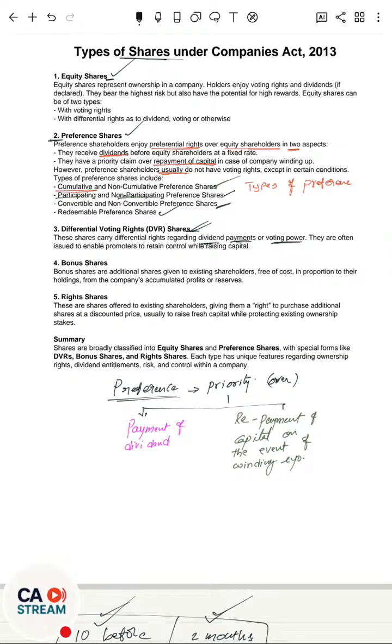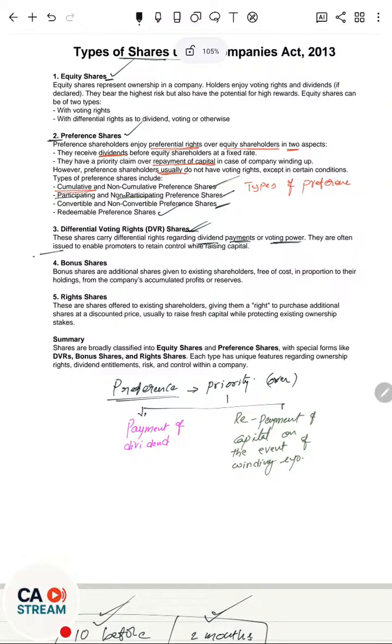Now, bonus shares. Bonus shares will be discussed in the next session. Next live, I will cover the bonus shares issue. Bonus shares we may call as capitalization of the reserves. So what do you mean by capitalization of the reserves and all these things? How the bonus shares will be issued? What is the right shares? All this will be discussed in the later stage.